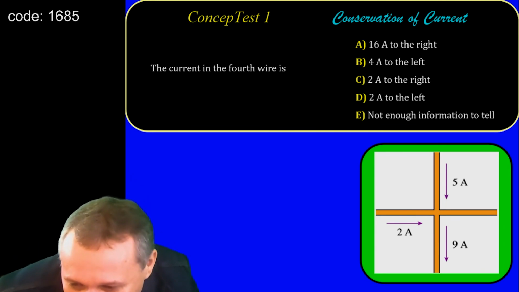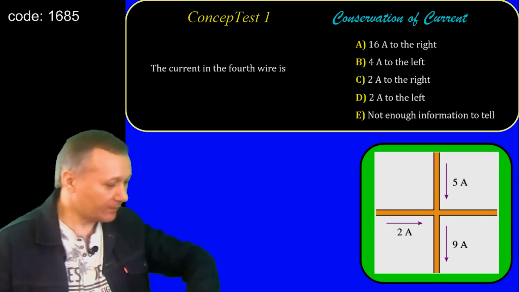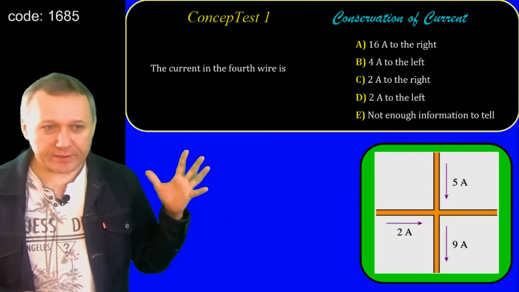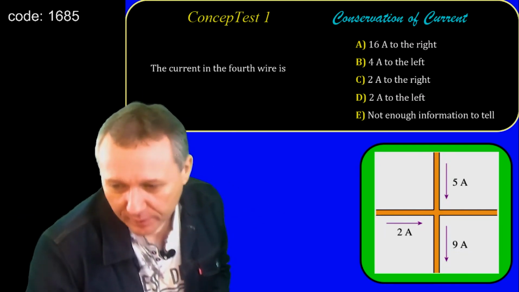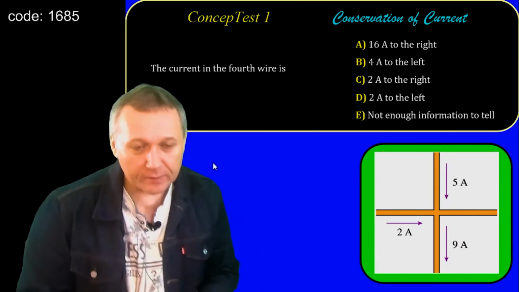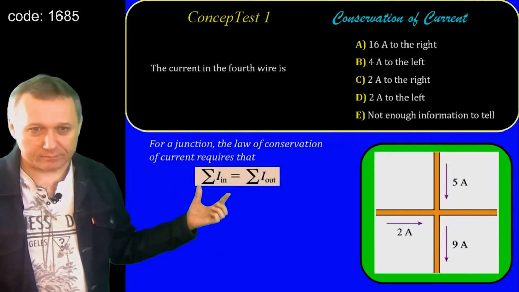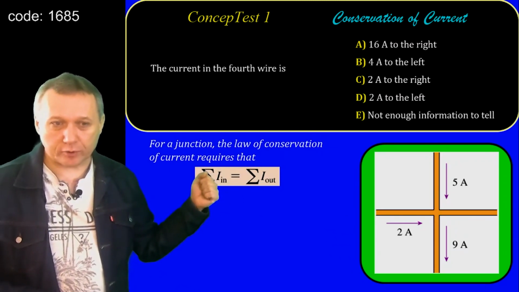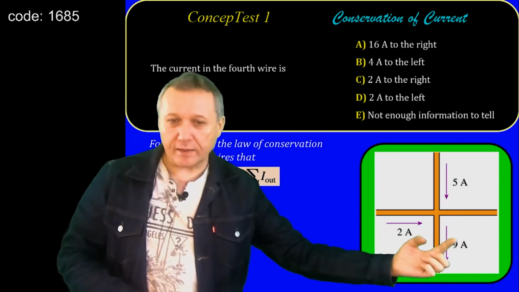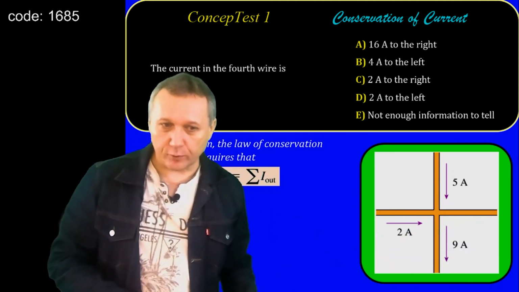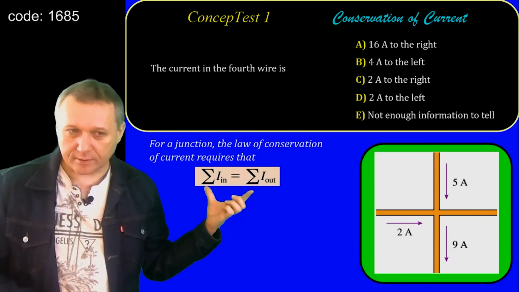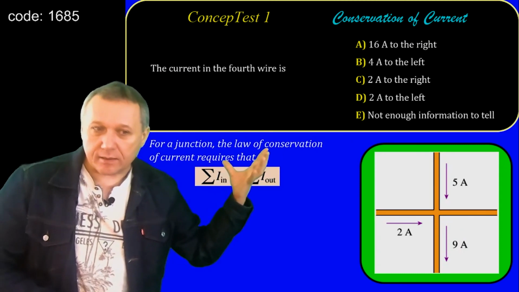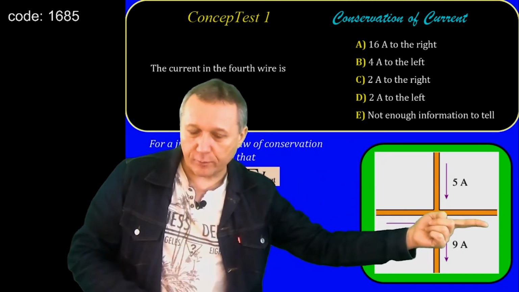Okay, guys, it looks like most of you believe in D. Let me discuss it quickly. So the reasoning is this. We need to use conservation of current. The total amount of current in must be equal to the total amount of current out. We don't know anything about what happens to the current in the fourth wire. So in order to apply this law, conservation of charge, properly, let's assume a direction of current in the fourth wire.